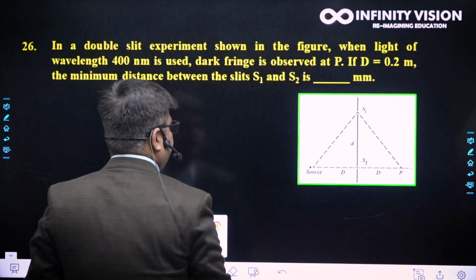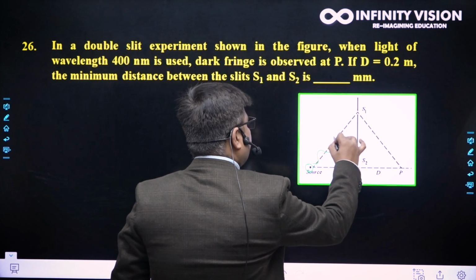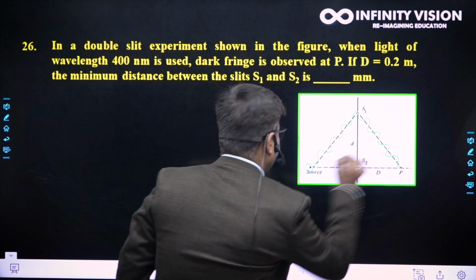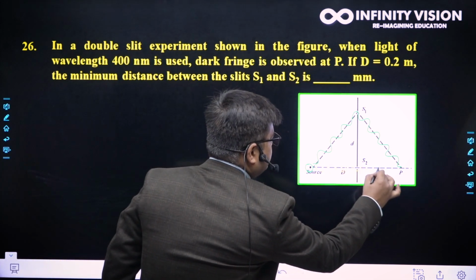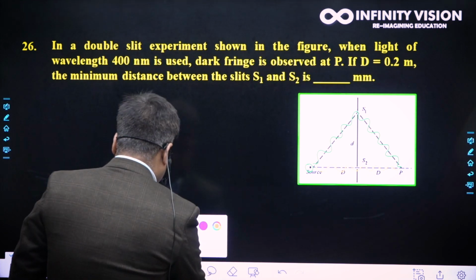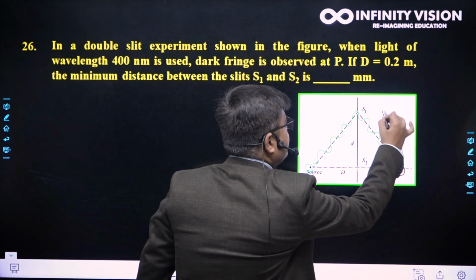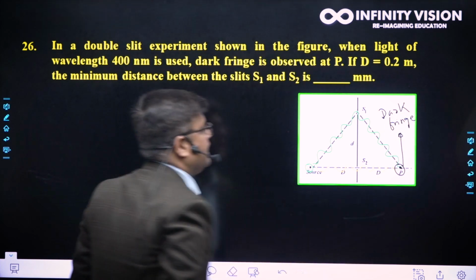If we look into this figure, the source is provided here. So the first wave coming from here will pass through this slit and will come at point P, and the second wave will travel from this source and will meet at point P. So this is the point of interference, and here we are getting dark fringe as per question.